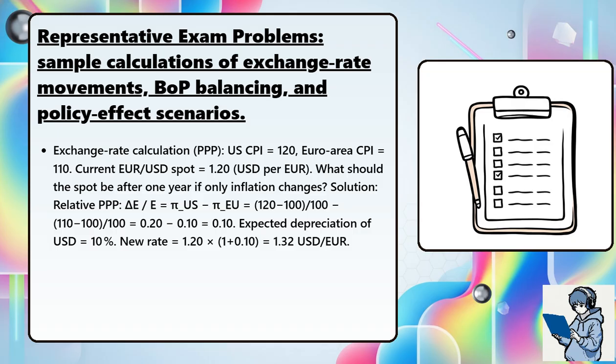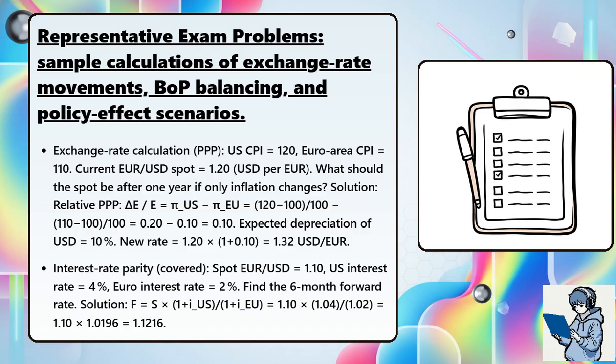Solution: relative purchasing power parity. ΔE/E = π_US - π_EU = (120 - 100)/100 - (110 - 100)/100 = 0.2 - 0.1 = 0.1. Expected depreciation of the US dollar equals 10%. New rate equals 1.2 times (1 + 0.1) equals $1.32 per euro.